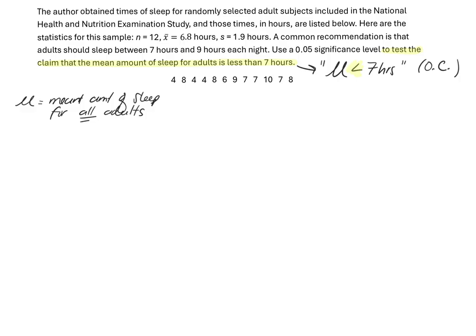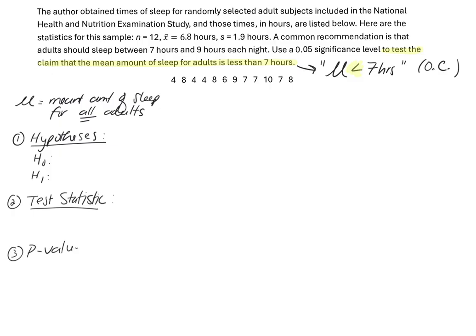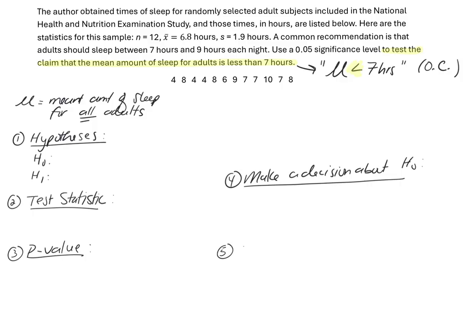So let's write down the 5 steps for doing a hypothesis test. The first step is writing the null and the alternative hypothesis. Our second step is to calculate that test statistic value. Our third step is to then calculate our p-value for that specific test statistic. Our fourth step, I'm going to squeeze it in here, is to make a decision about the null hypothesis claim, so we're either going to reject it or not reject it. And the fifth step is to write our conclusion.